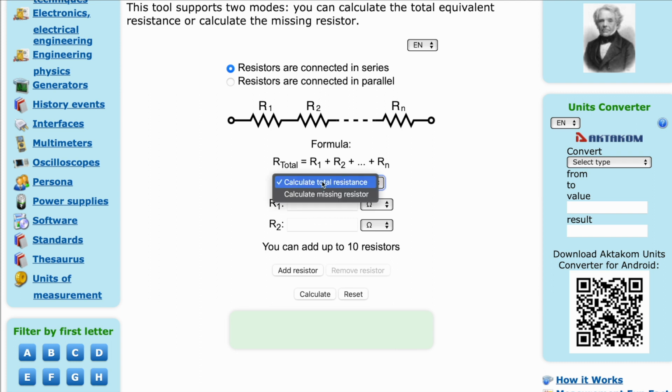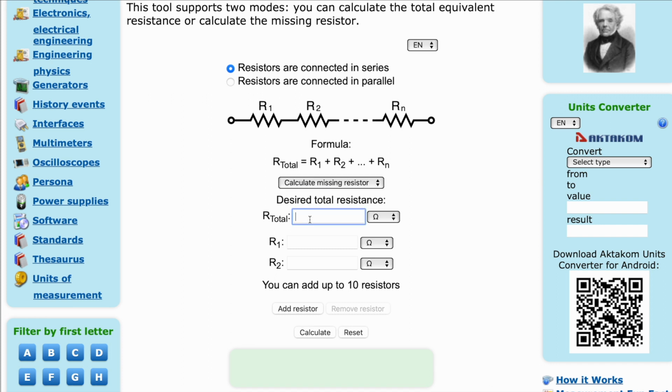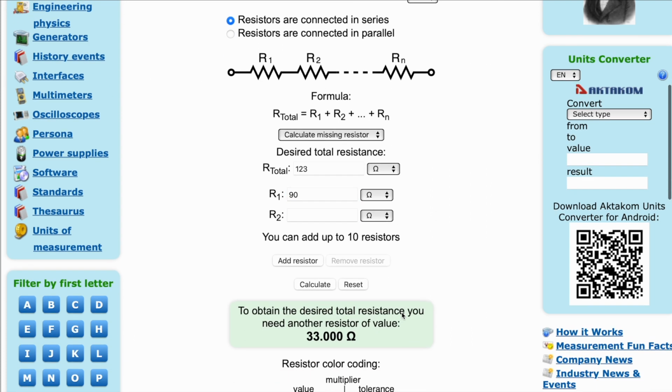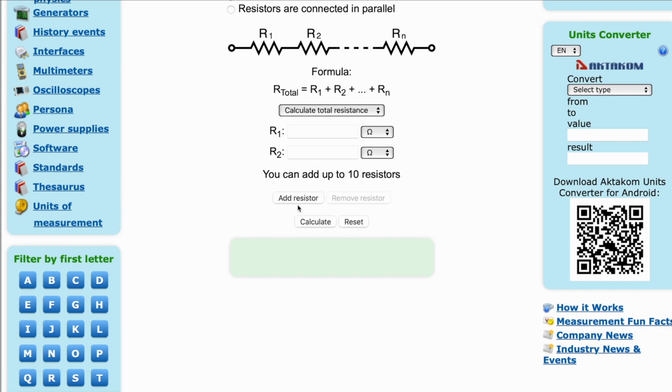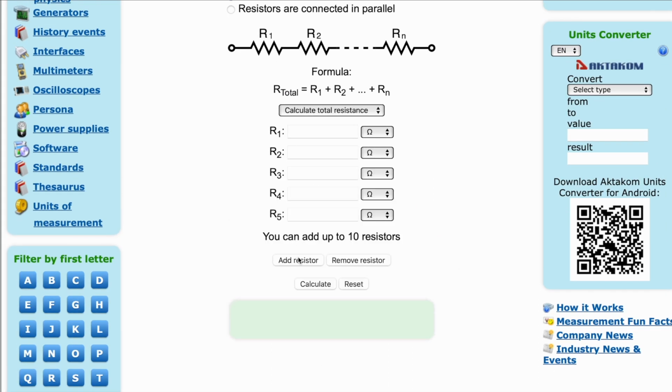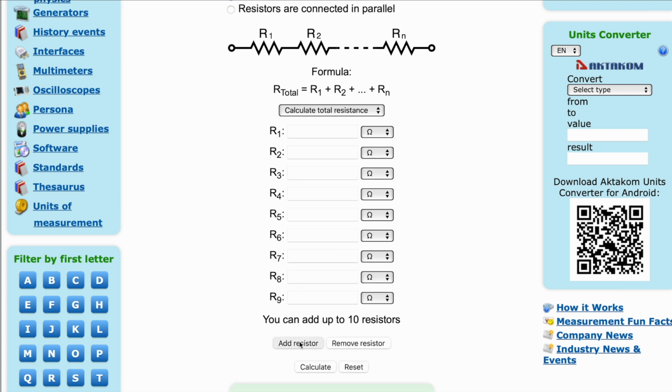In this case, select the calculation mode Calculate Missing Resistor. Enter the total value of 123 ohms and one resistor 90 ohms. Calculate and get the value of 33 ohms. And you can immediately see the color marking or SMD marking of the calculated resistor. Very convenient and fast. When calculating, you can select the number of resistors up to 10.